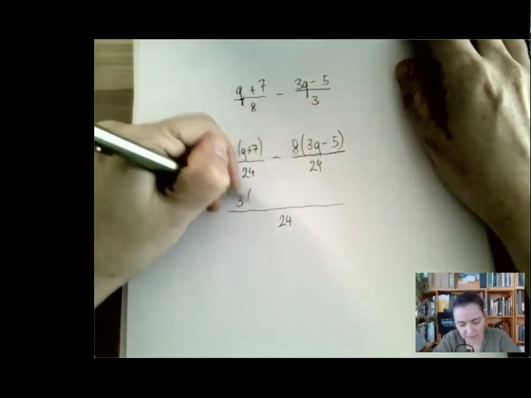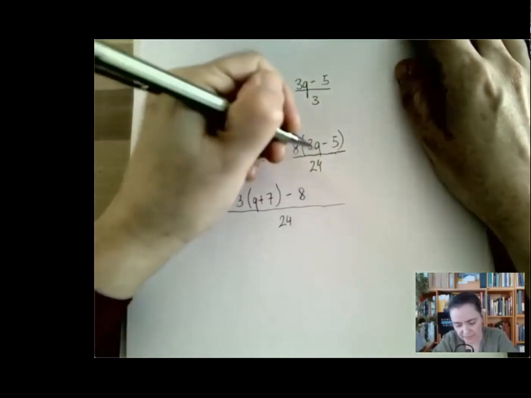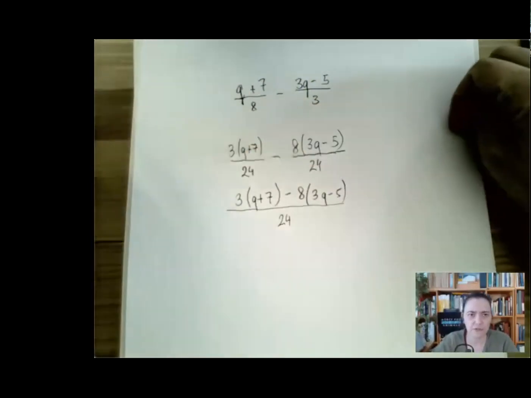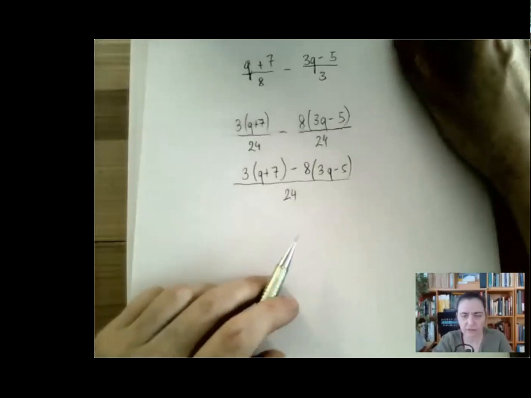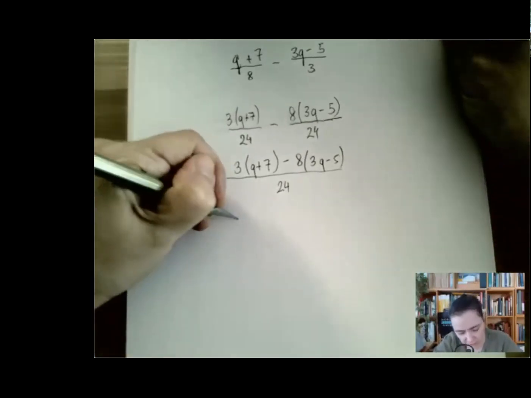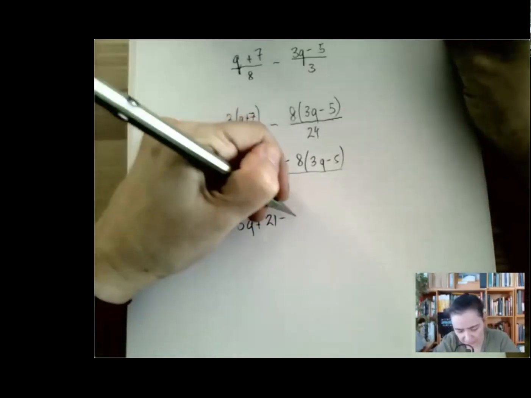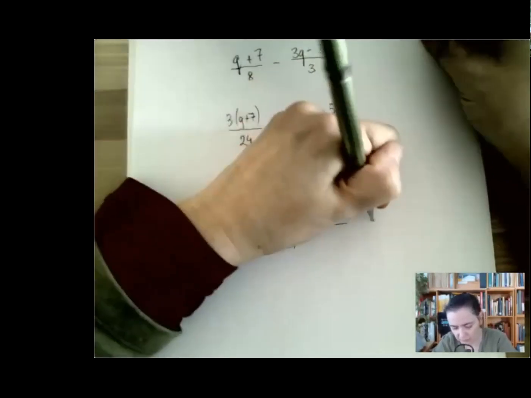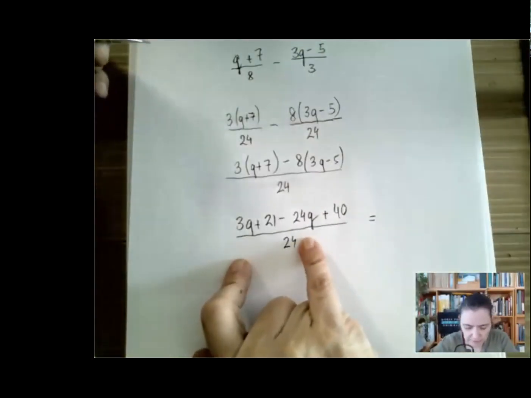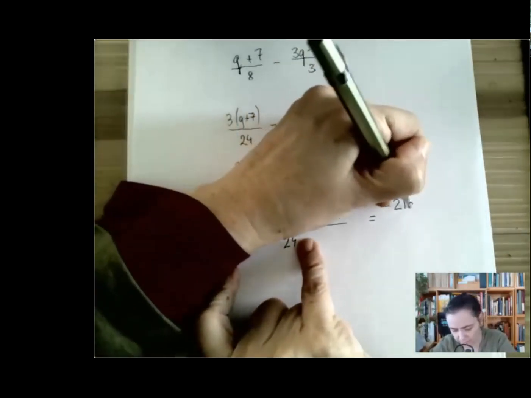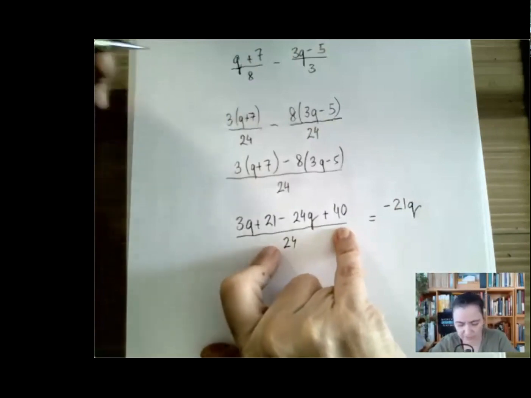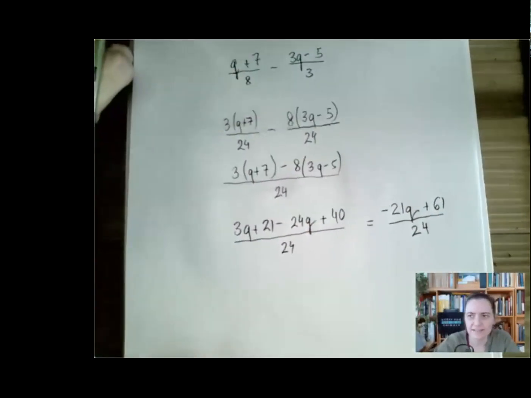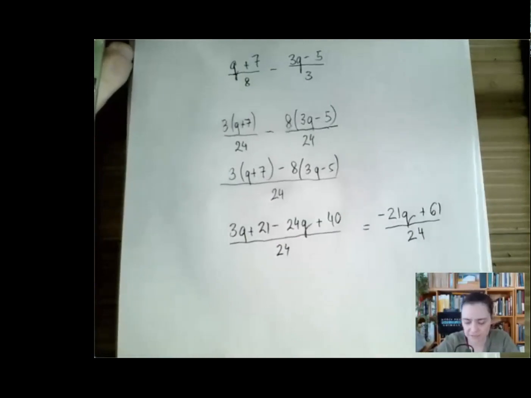And then we can just copy the top, 3 times q plus 7 minus 8 times 3q minus 5. I don't think you need both lines. I think eventually you should skip this. So you can just go straight for this one. And now we're going to distribute and combine like terms in the numerator. So we have 3q plus 21 minus 24q plus 40 over 24. And when we combine like terms, 3 and negative 24 is negative 21. And 21 plus 40 is 61 over 24. And 61 is actually a prime, so there's no way to simplify this fraction.